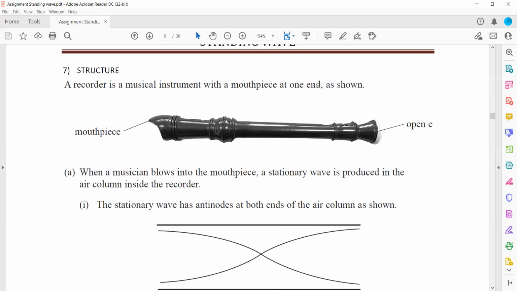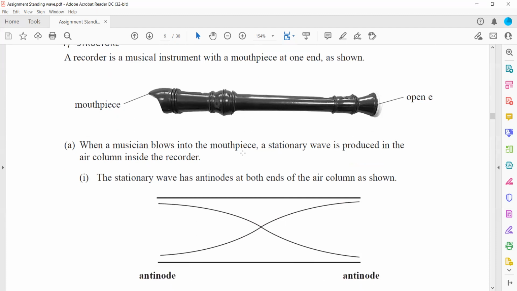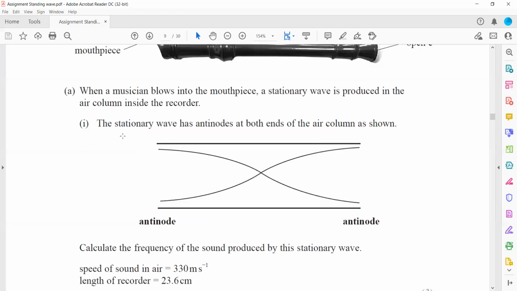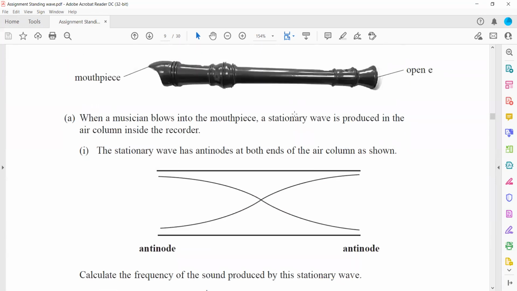With the mouthpiece at one end as shown, and the open end there. When a musician blows into the mouthpiece, a standing wave is produced, because as we discussed yesterday, when we have an open pipe, at the open end there will always be an antinode. In the first harmonic or the fundamental frequency, the antinodes are at the ends and the node will be at the center. So the standing wave has an antinode at both ends of the air column as shown in the figure.